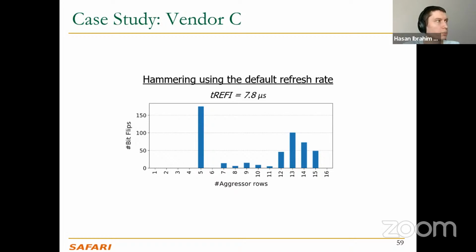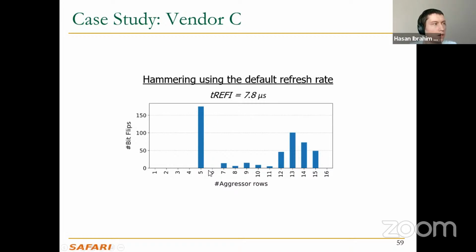Yeah, so here's another plot that shows for vendor C the effect of hammering with the default refresh rate. So this is normal DRAM operation in a real system, right? tREFI is the interval between two consecutive refresh commands that the memory controller issues. And in this plot, we see the number of bit flips as a function of the number of aggressor rows. Again, here we do a many-sided RowHammer pattern as in the table.